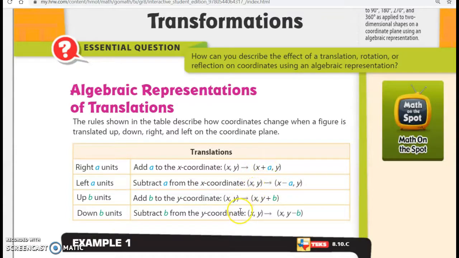And up and down, of course, talking about slope again, your rise is going to be positive if it's moving up, as in this case, or adding. If it's moving down, it's going to be subtracting from that value of y. So let's go ahead and take a look at our first example.